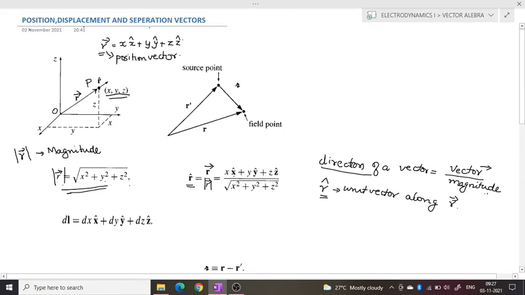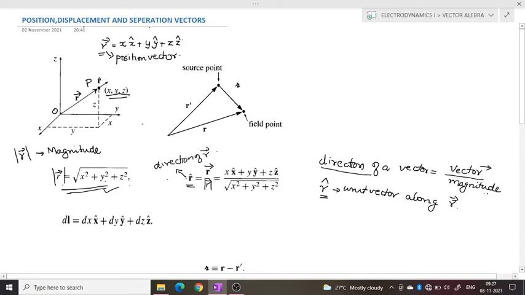So what is vector r? It is x x-hat plus y y-hat plus z z-hat, divided by its magnitude, which is the root of x squared plus y squared plus z squared. When we divide vector r by its magnitude, you get the unit vector, the direction of vector r. So you have found out the magnitude as well as the direction of the unit vector r.